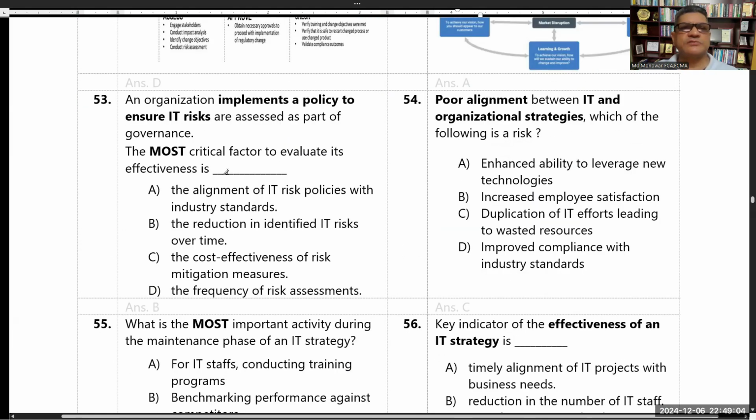An organization implements a policy to ensure IT risks are assessed as part of the governance. The most critical factor to evaluate its effectiveness is the reduction of identified IT risks over time.